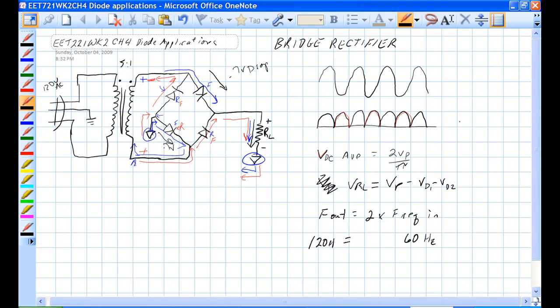And so the Freq out here is 120 hertz, and this cycles, because we have a cycle that starts here, ends here, starts here, ends here, starts here, ends here, starts here, ends here, starts here, ends here, starts here, because the waveform repeats itself. So it's 120 hertz output.